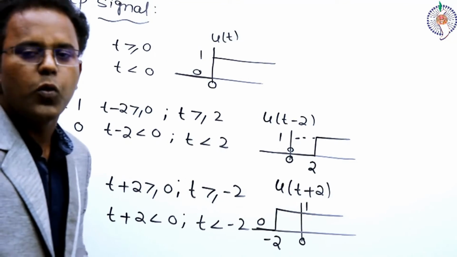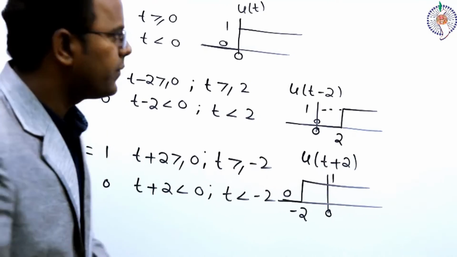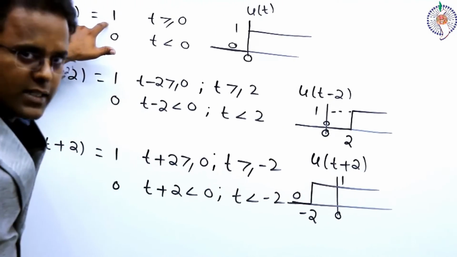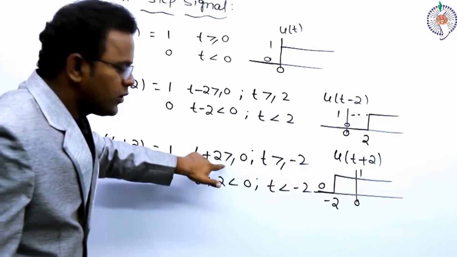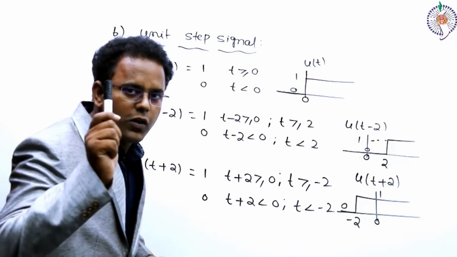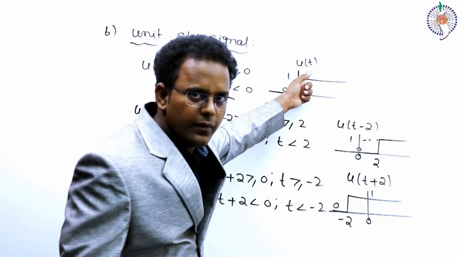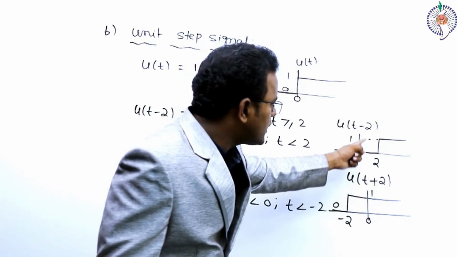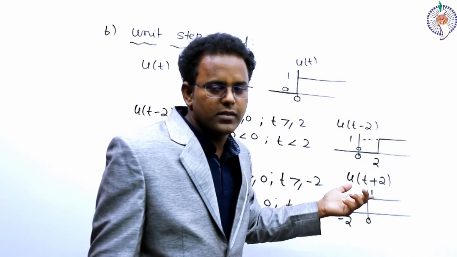So remember 2 points about the unit step signal or step signal. Its value is 1 when the argument is greater than or equal to 0. Second point, if we want to write the step signal starting from the origin, u of t; right side of the origin, t minus; left side of the origin, t plus.